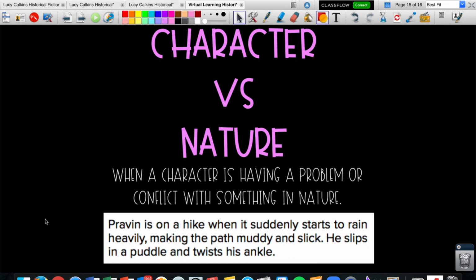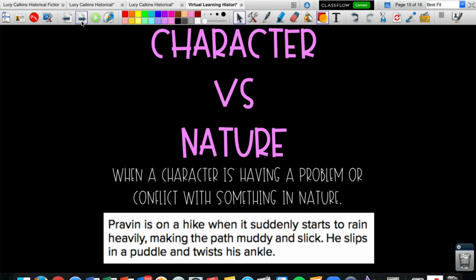And here's an example. Praven is on a hike when it suddenly starts to rain heavily, making the path muddy and slick. He slips in a puddle and twists his ankle. So the problem here is Praven versus all the rain, which caused it to be muddy and slick. So that is an example of character versus nature. So think nature, think anything that is happening outside that the character has no control over. Sadly, characters can't be like, stop raining, and it magically stops raining. No, it is nature, they cannot control it. So just think of nature outside.